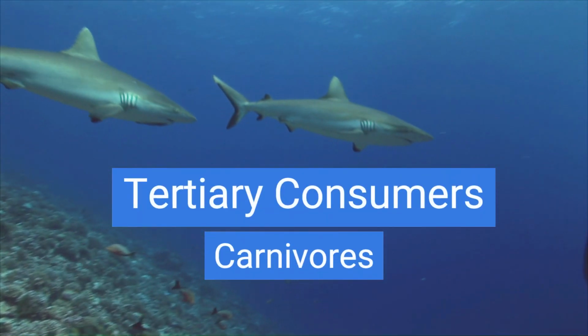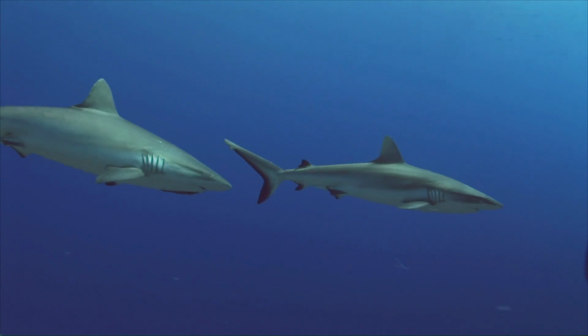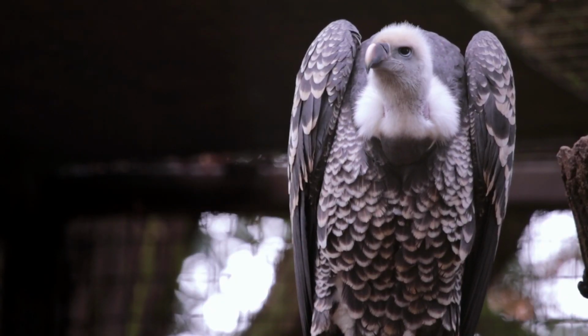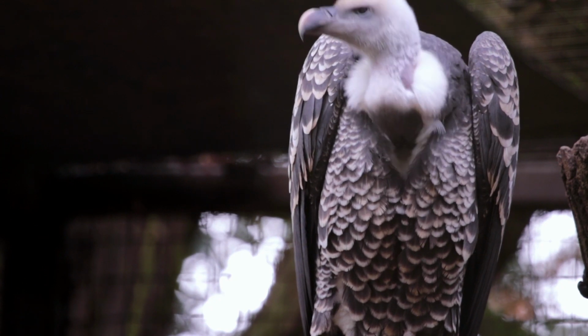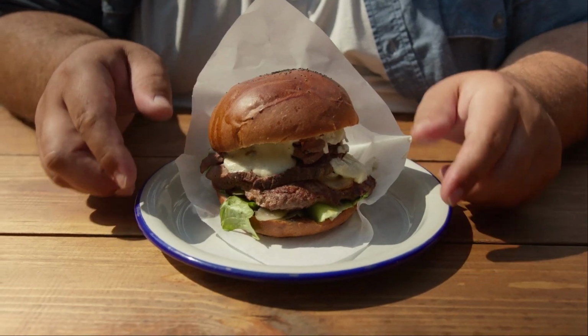Tertiary consumers are the top predators in a food chain and feed on both primary and secondary consumers. They are the final link in the food chain and play an important role in controlling the population of lower level organisms. Examples of tertiary consumers include lions, eagles, and humans.